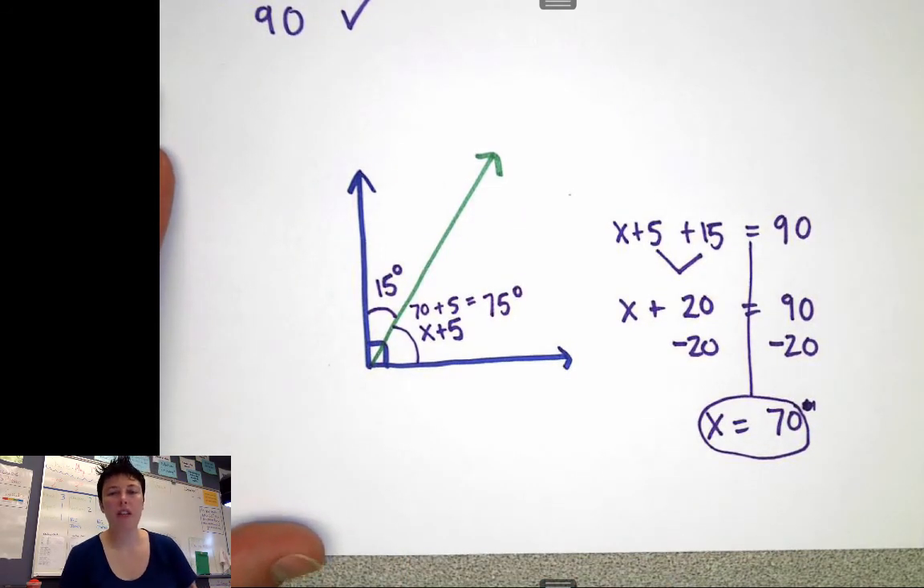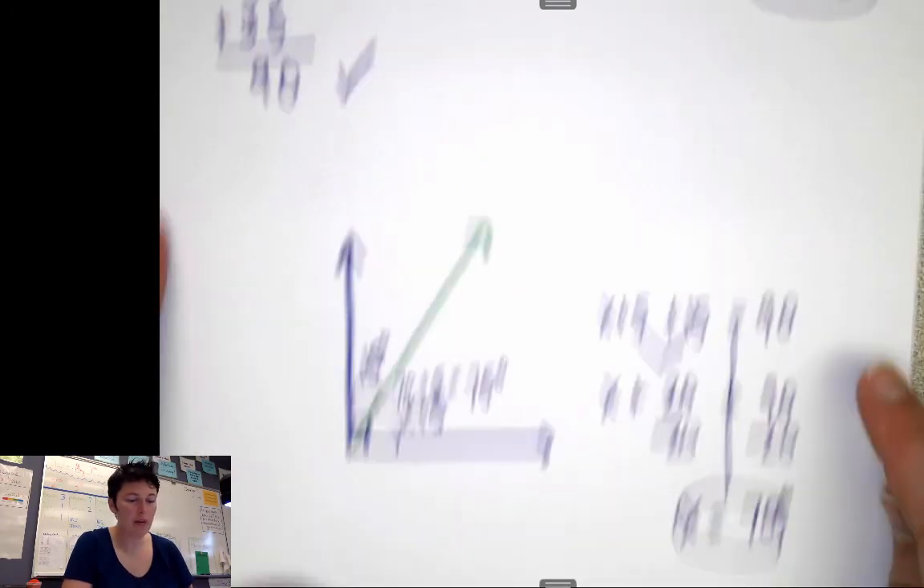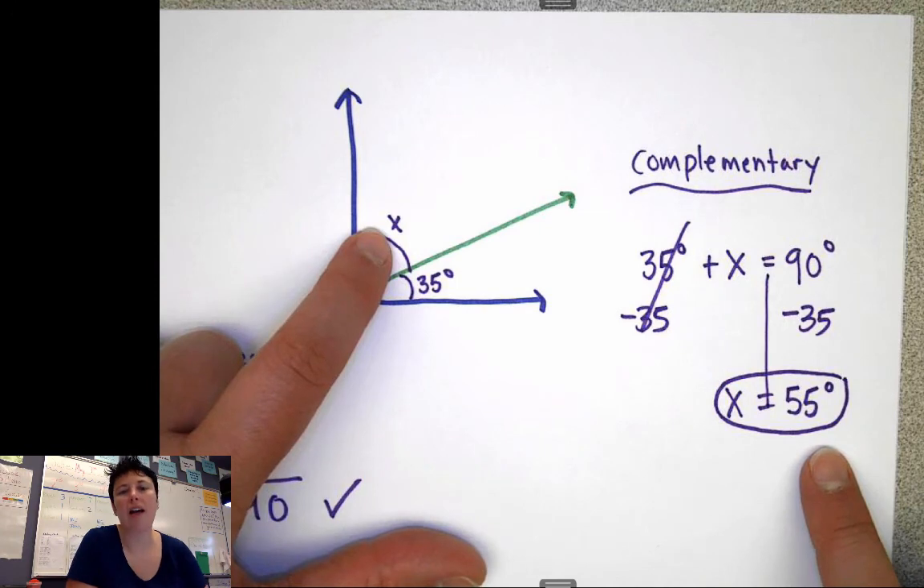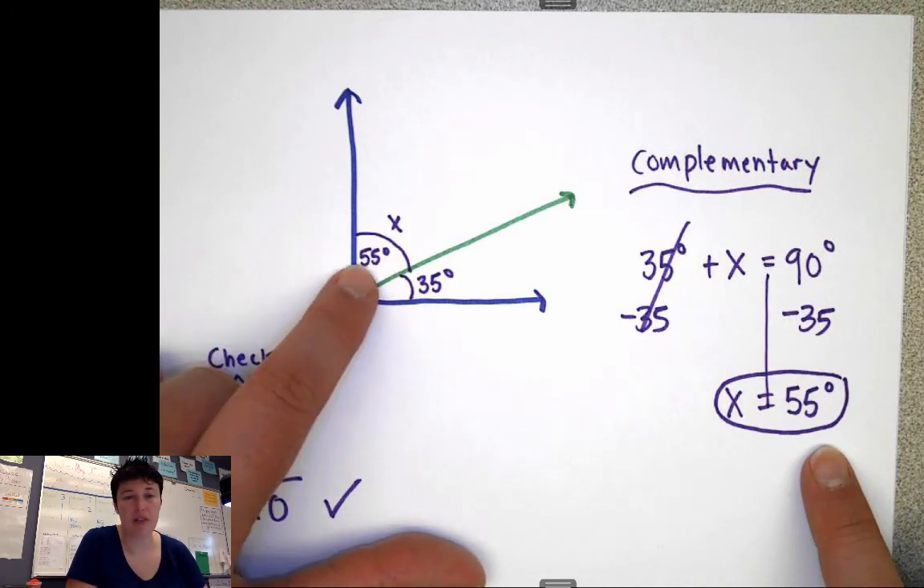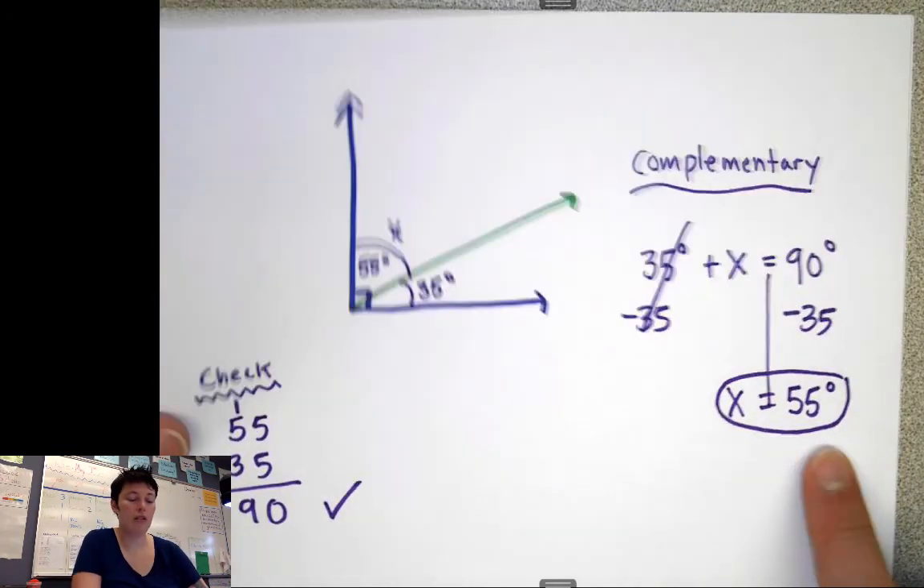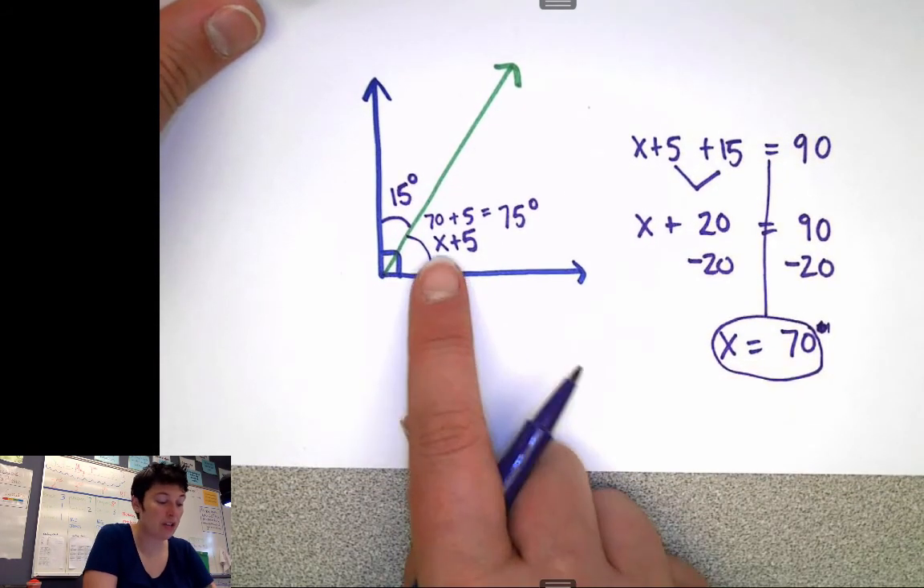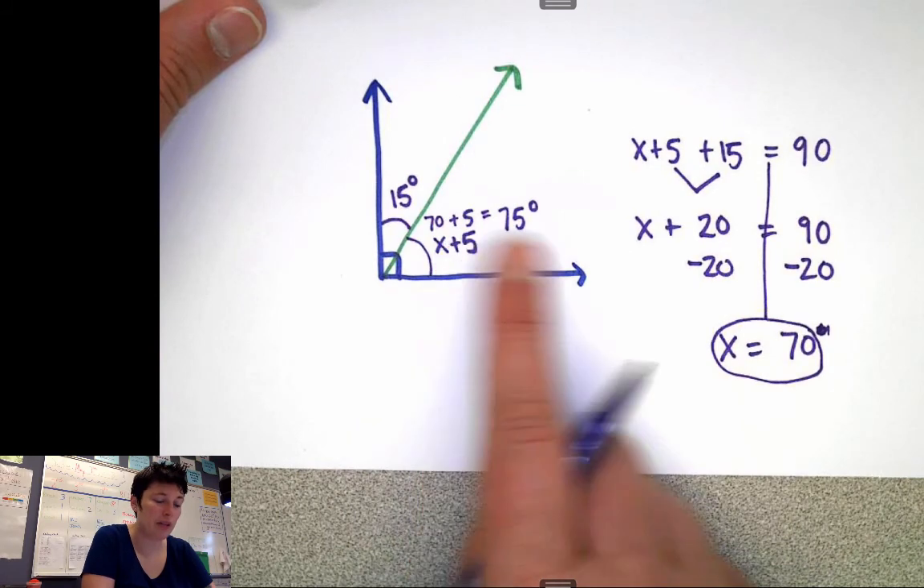So you got to be careful how you kind of denote your answers. Up here it was totally fine to say x equals 55 degrees because x was the entire angle. It was the 55 degree angle. But down below, x equals 70 was not the full answer. Once I go over here, it's actually 70 plus 5, which is 75 degrees.